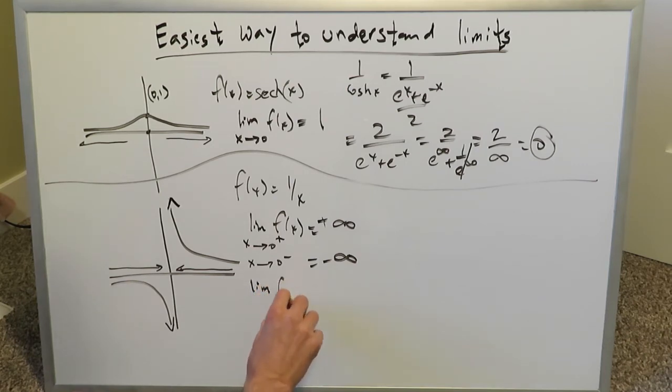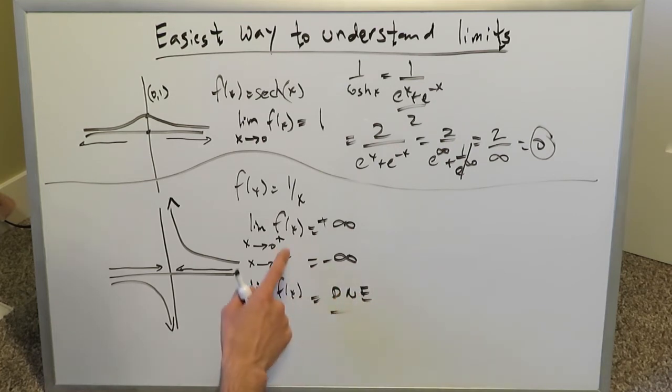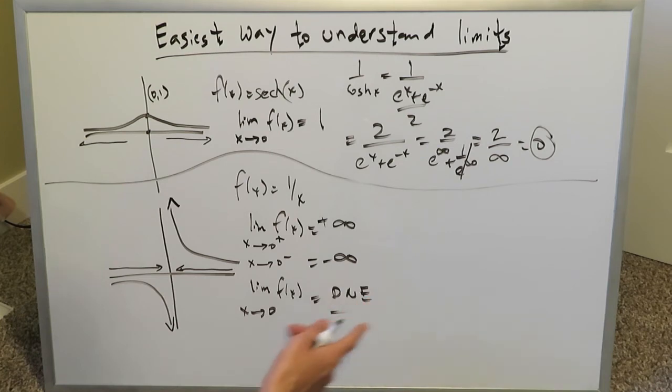If someone were to ask you the limit of f of x as x approaches 0, your answer is the limit does not exist. Why does it not exist? Because the right side and the left side limits are different. They're not the same. Because the answers are not the same, the limit does not exist. D and E does not exist.